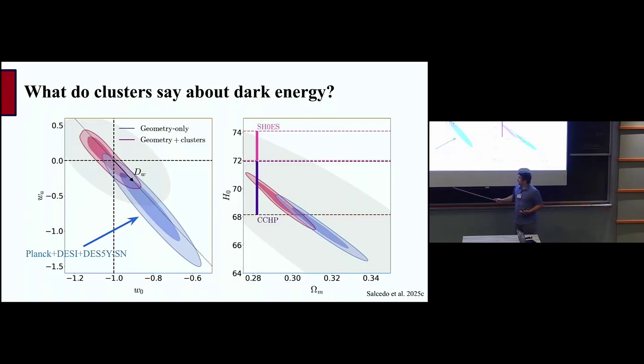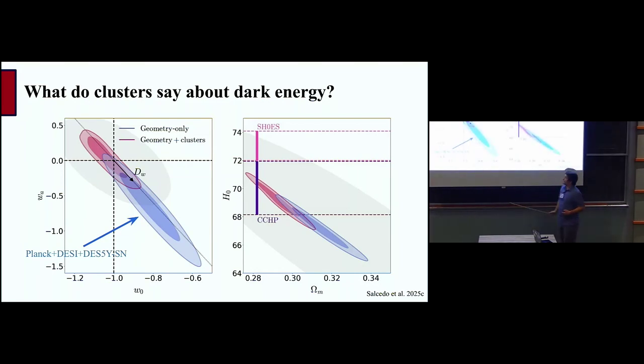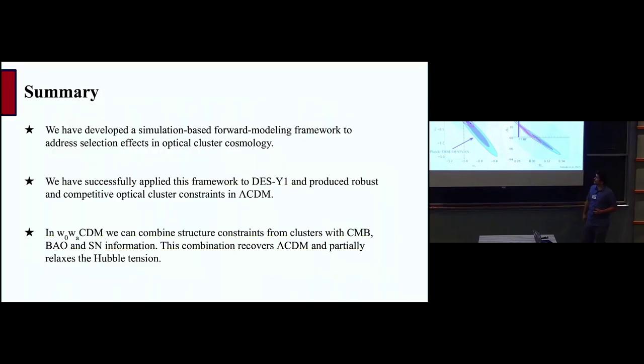And so this combination of the sort of geometry-only probes is what you get in blue, so you've probably seen this many times. And when we combine with clusters, which are not capable of constraining the dynamical dark energy on their own, you get this red contour. So we are recovering lambda CDM with this method, and then we're actually simultaneously relaxing the Hubble tension, which is interesting. Okay, I'll just summarize here and take questions.